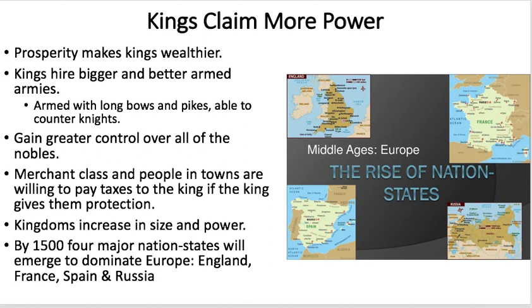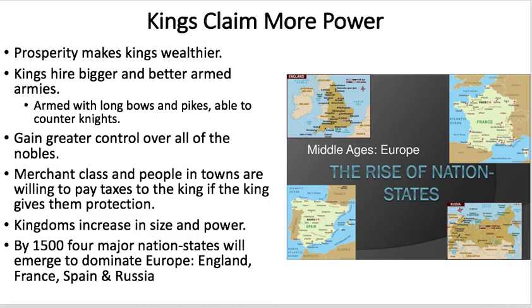And the merchant class, the people in the towns, all these people are willing to pay taxes to the king for the same reason why people are willing to live in the land and pay taxes to the vassals and lords: for protection. And we're going to see that these kingdoms are going to get bigger and bigger as individual fiefdoms are now absorbed under the auspice of the one powerful king. And by 1500, we're going to see that four major kingdoms, or four major nation states, are going to emerge, and these nation states will eventually dominate European history. That would be England, France, Spain, and Russia.